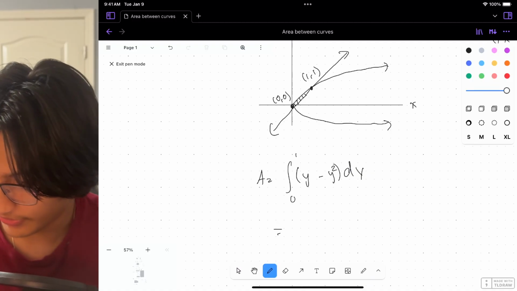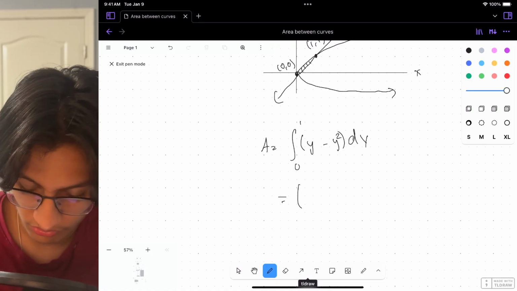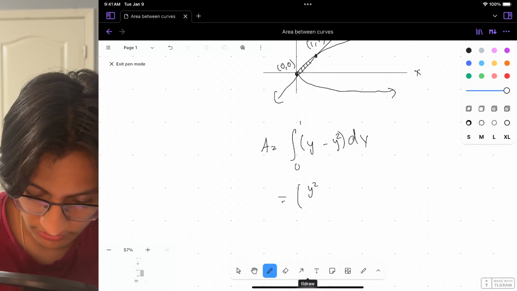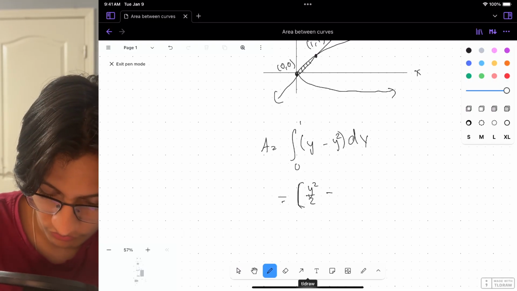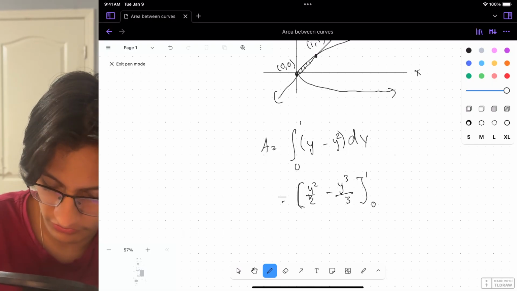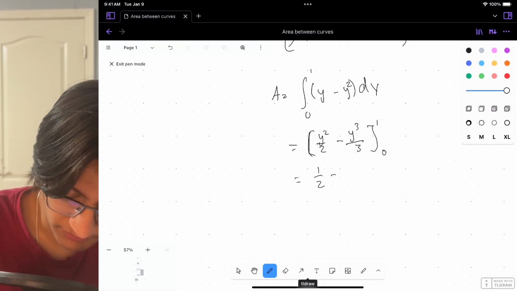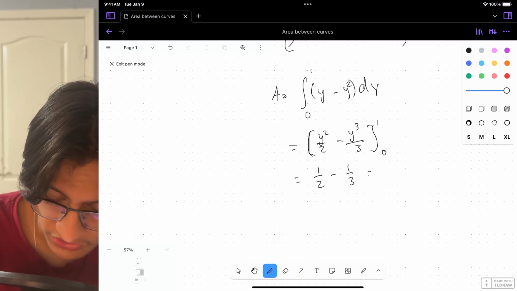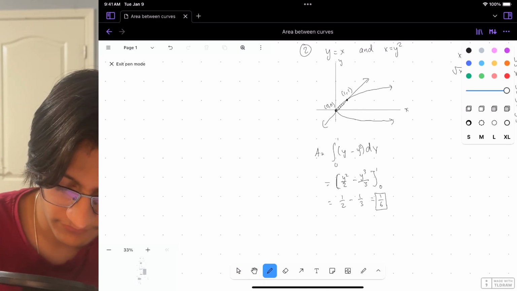So now we can just integrate. We're going to get y squared over 2 minus y cubed over 3, from 0 to 1. Plugging everything in, we get 1/2 minus 1/3, which is simply just 1/6. That is the area right here.